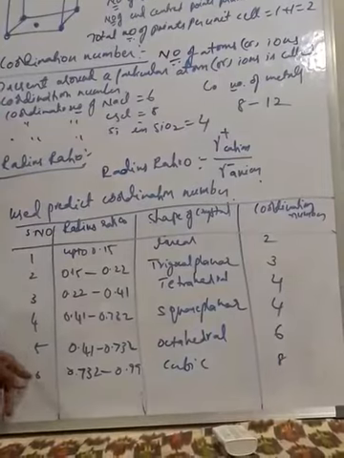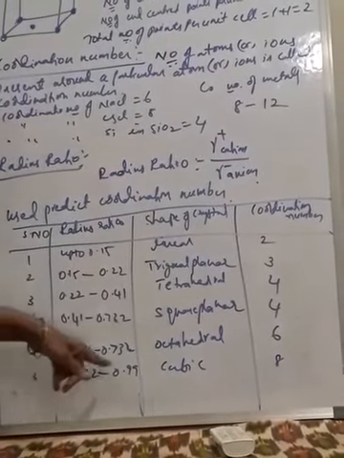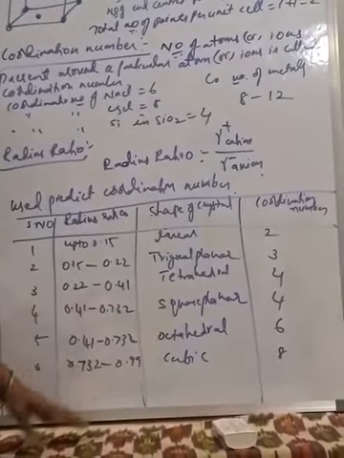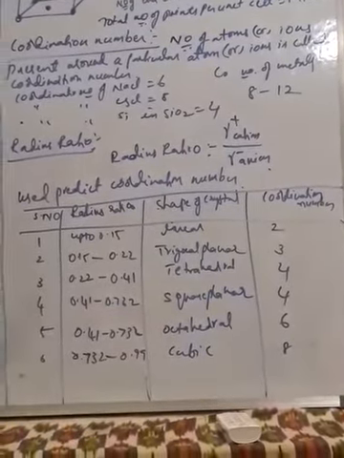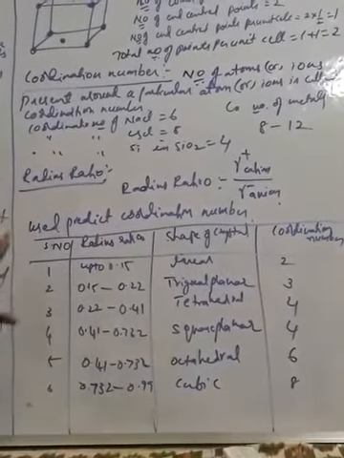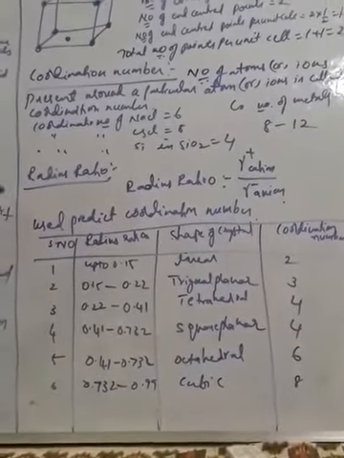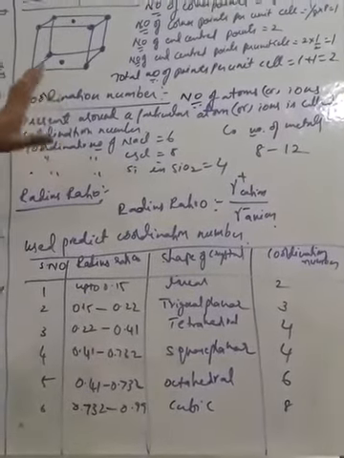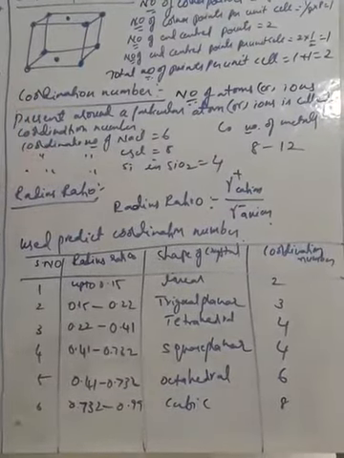And if it is 0.732 to 0.99, the shape is cubic and the coordination number is 8. So radius ratio is used to predict the coordination number. So what is coordination number? The number of atoms or ions present around a particular atom or ion.